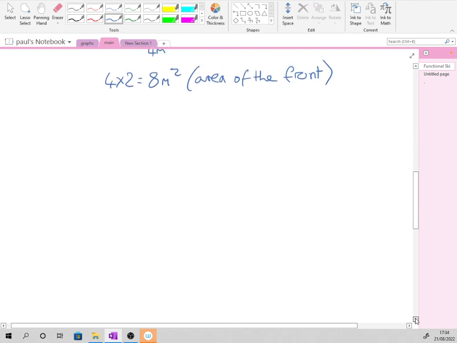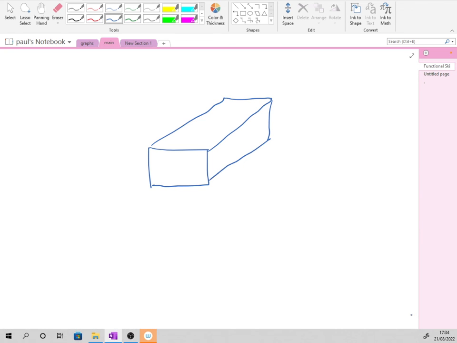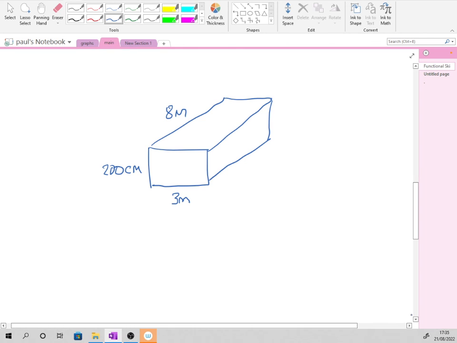Now, the only thing that they can catch you out on is if you have your lovely cuboid here and you've got 8 meters, 3 meters and 200 centimeters. You cannot multiply these 3 numbers as they are, so you must make all the units the same.